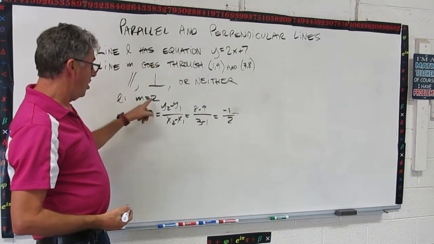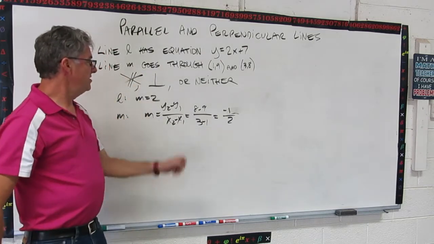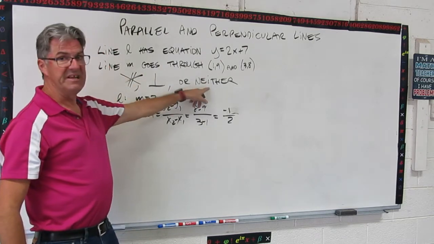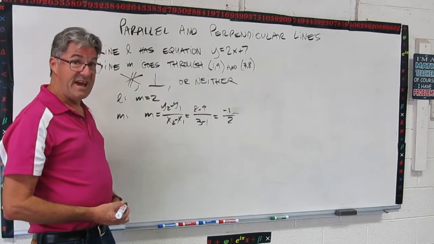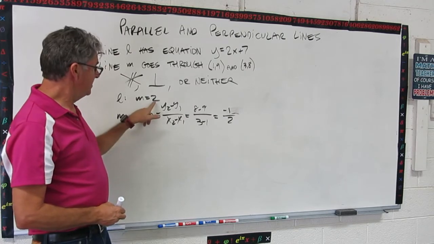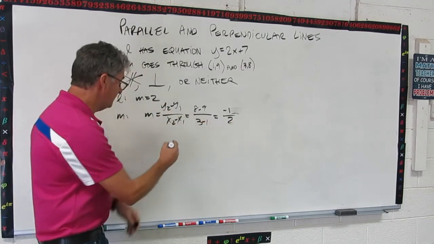Now, okay, the slopes aren't the same, so we know it's not parallel, but we don't know about perpendicular or neither. So now we need to analyze these slopes. I can see now that they are perpendicular because 2 is the negative reciprocal of negative 1/2. Think about it this way.